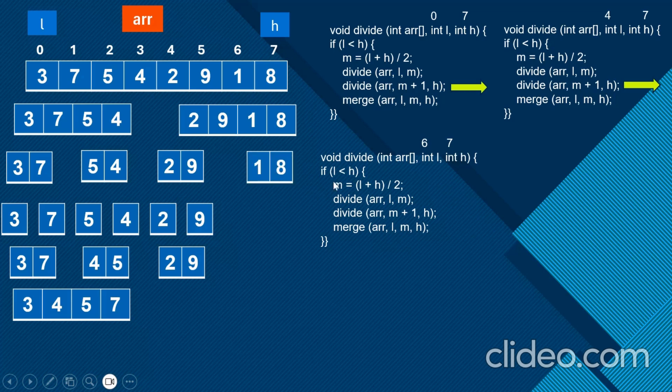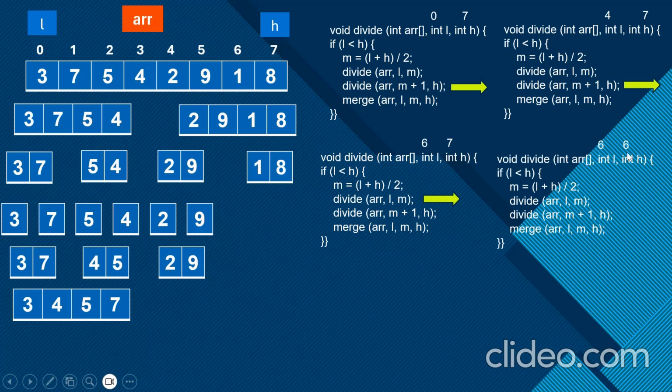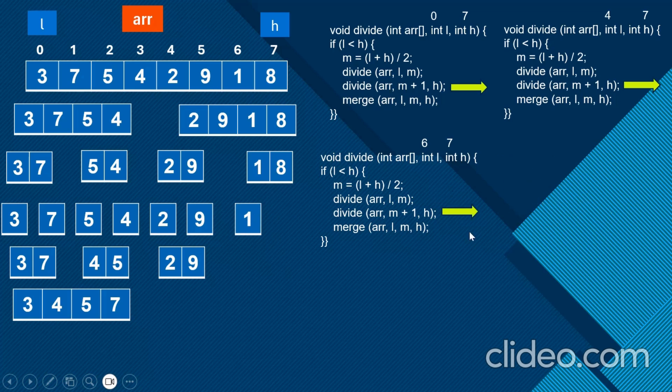Right? 6 and 7. This is true. M would be calculated as 6, right? So we'll be calling this divide function again with the arguments of 6 comma 6. That means this sixth element, control won't go inside. Instead it would be returned to this point.